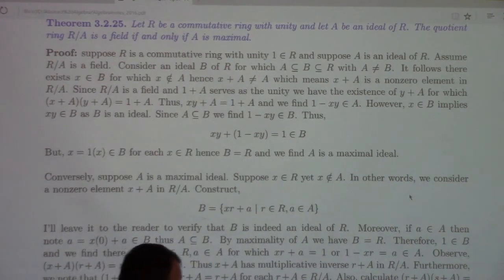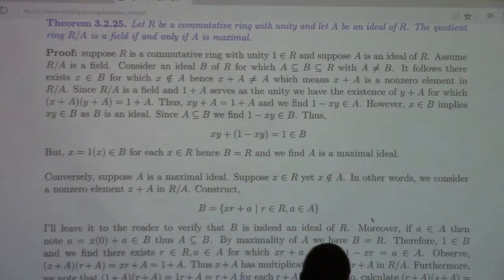Excuse me. Let me go over here. Maybe that'll help. Suppose A is a maximal ideal. All right. And then we construct this ideal B. B is equal to xR plus A. All right, first of all, I pick a non-zero element in here. What's my goal to show? My goal is to show that R mod A is a field, right?